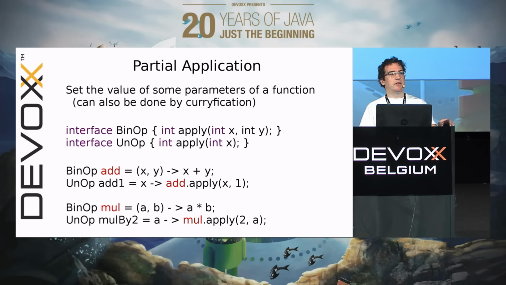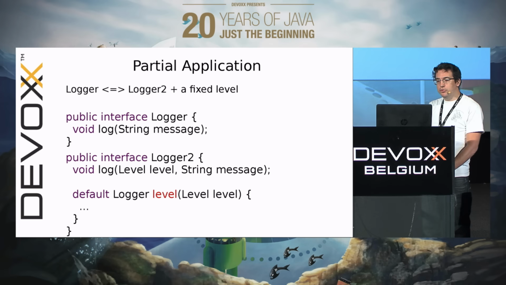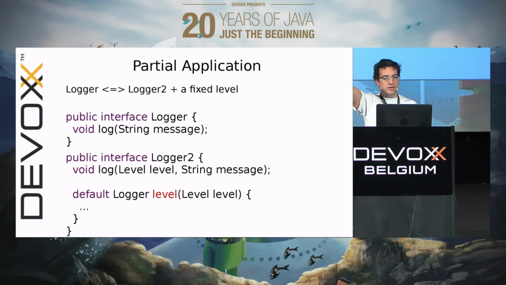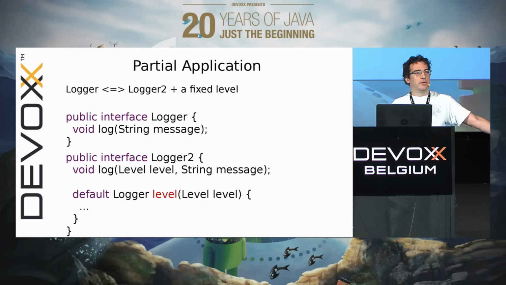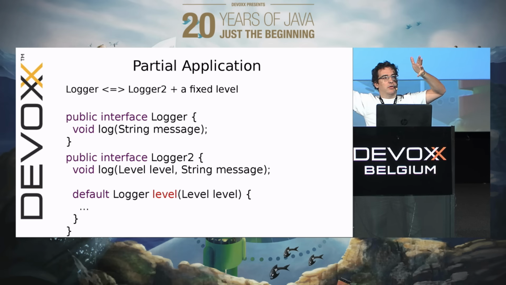I can reuse exactly the same principle here with my logger. A Logger is equivalent to a Logger2 if, for a Logger2, I provide a level. So if in my Logger2 I have a method level that takes a level, I will be able to see my Logger2 as a Logger. Okay, I have a Logger2 that takes 2 parameters. If I fix the level, it will be a logger that takes only the message. So a Logger.